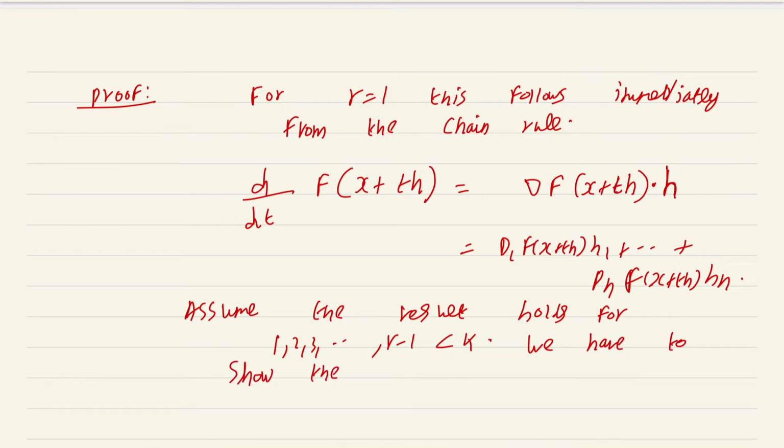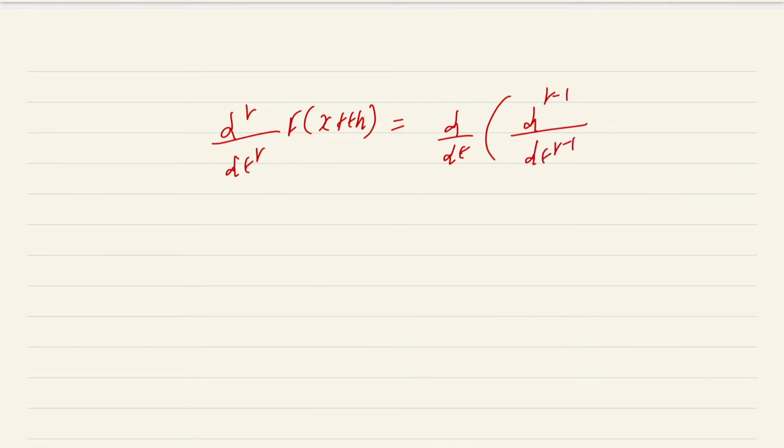Show the result for r. Fine. So that means we have to compute d^r/dt^r of f(x + th), which we know is nothing but d/dt of d^(r-1)/dt^(r-1) of f(x + th). I hate this notation for higher derivatives.